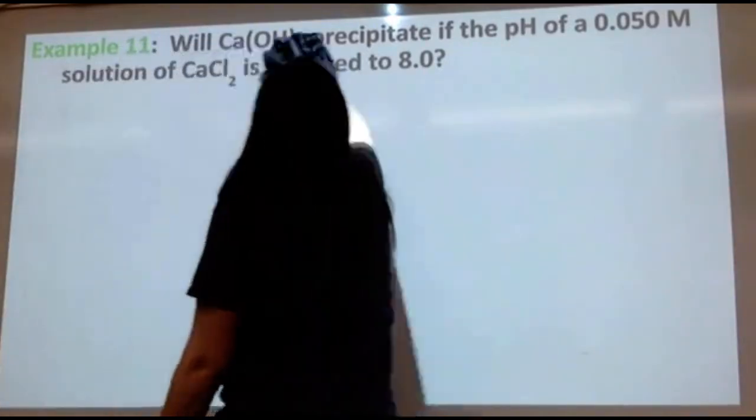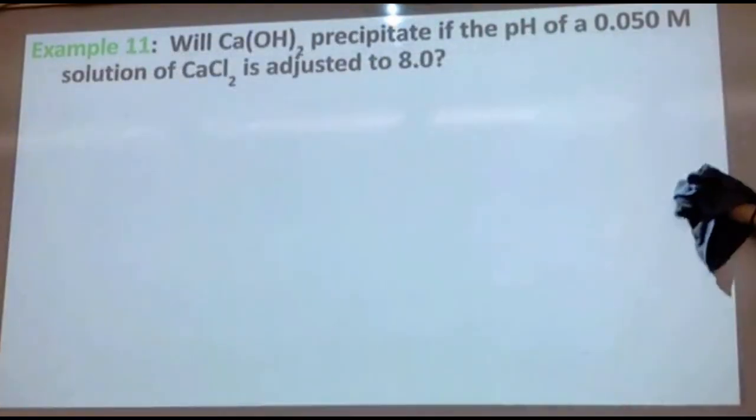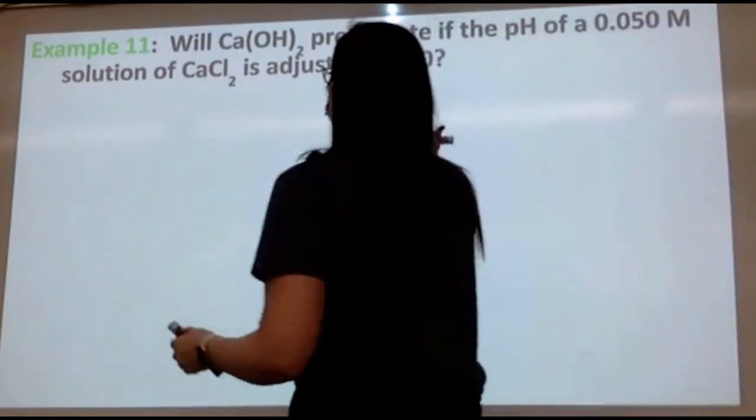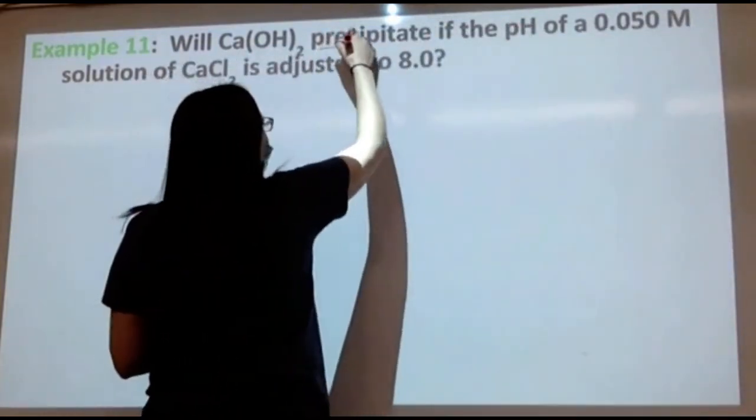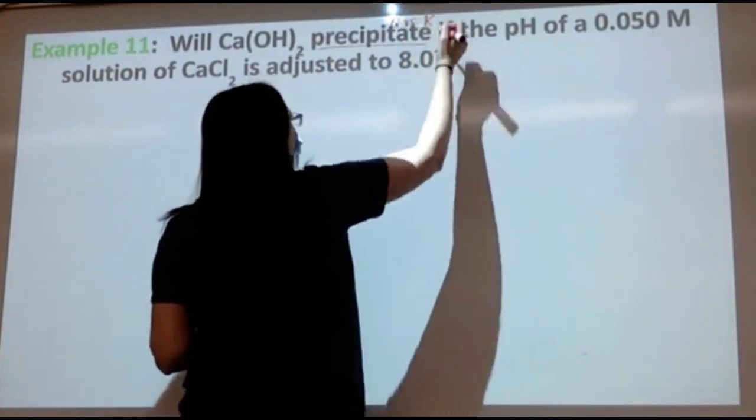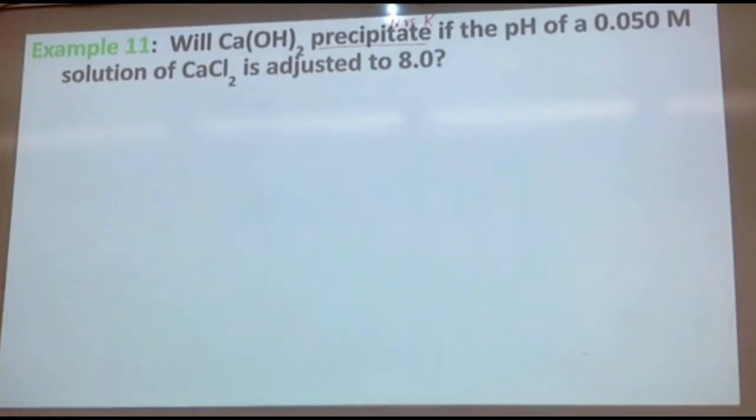So example 11, will calcium hydroxide precipitate? So before you even keep reading, underline precipitate. Because if it's asking, will calcium hydroxide precipitate? That means Q versus K. As soon as you see a question say, will it precipitate? That's a Q versus K question. And then you can keep reading.